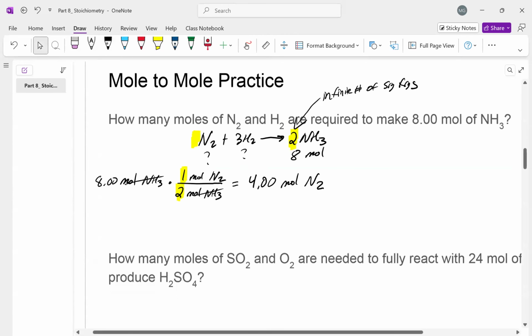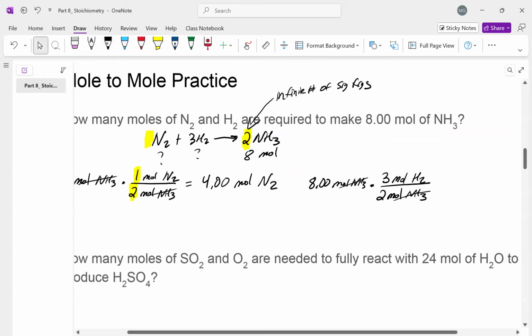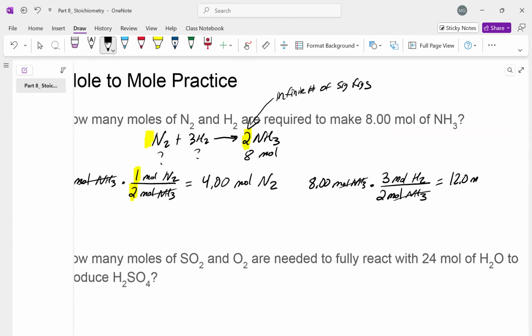Now let's do the same thing for hydrogen. So I need to make 8 moles of ammonia. The unit I want to cancel out goes on the bottom. So the coefficient is 2. So 2 moles of ammonia. And the balanced equation says I need 3 moles of hydrogen in order to accomplish this. So all of that cancels out. Plug it into my calculator, and I get 12 moles of H2 needed.